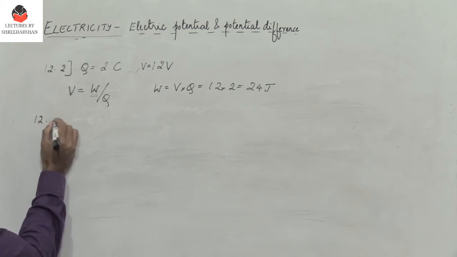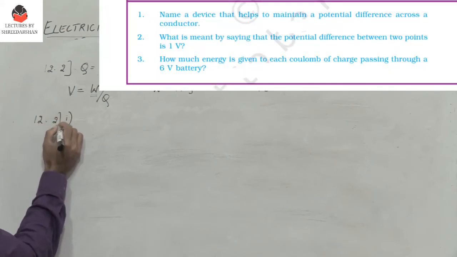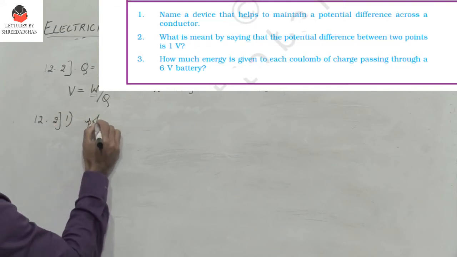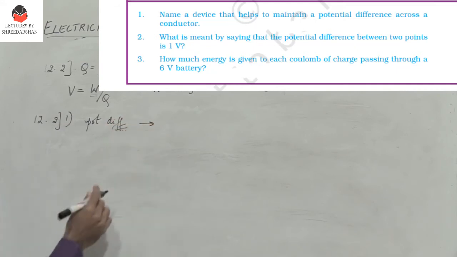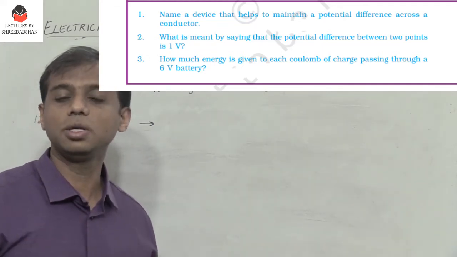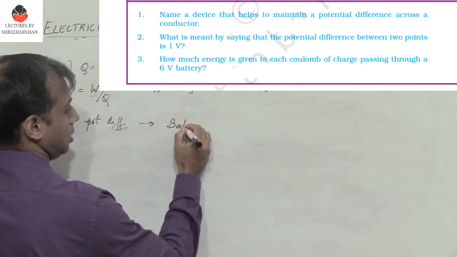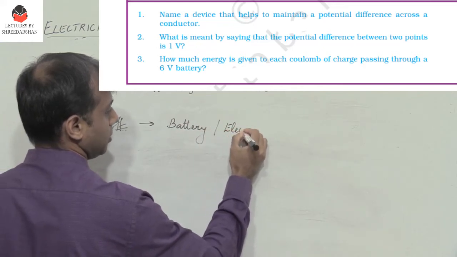Next, 12.2, there are a few questions. Name the device which helps to maintain the potential difference across a conductor. So in order to maintain the potential difference across a conductor, what do I use? I use a battery or an electric cell. So the answer for the first one is a battery or an electric cell.